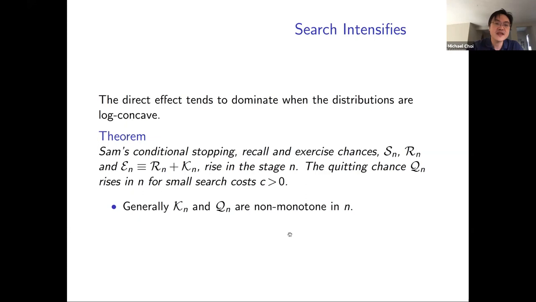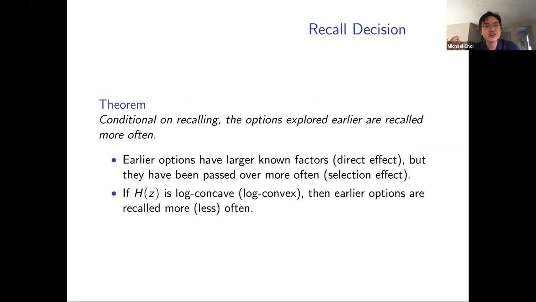When we explore this model, we pay a lot of attention to recall, because this is the new bit of non-stationary search. So we also try to look at which option you will exercise given that you are going to recall. It turns out it also depends on log concavity. If the distribution of the hidden factor is log concave, which is our main assumption in the model, you're going to exercise the older options, the earlier options, more often, with higher chance.